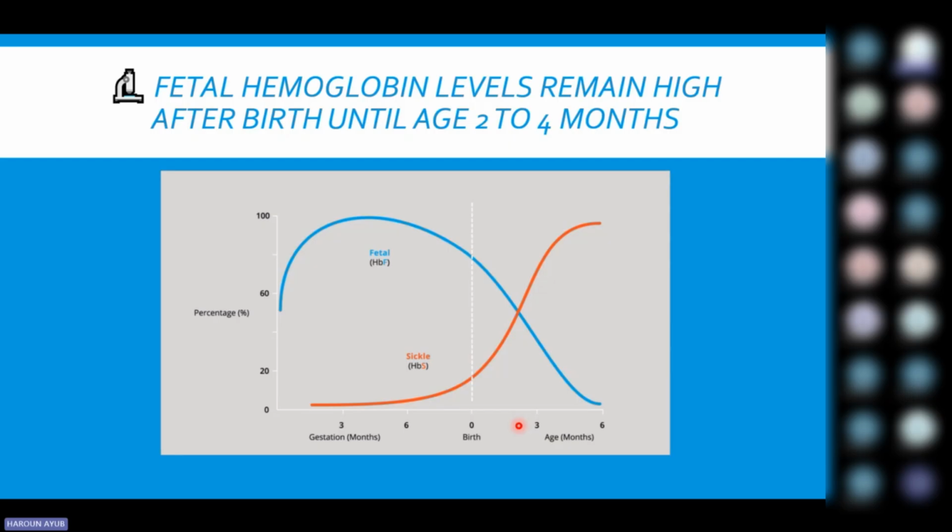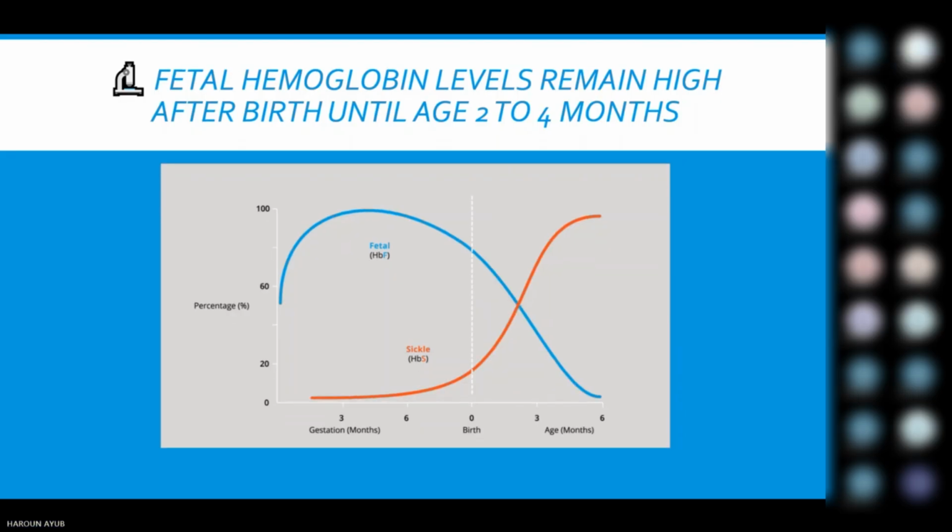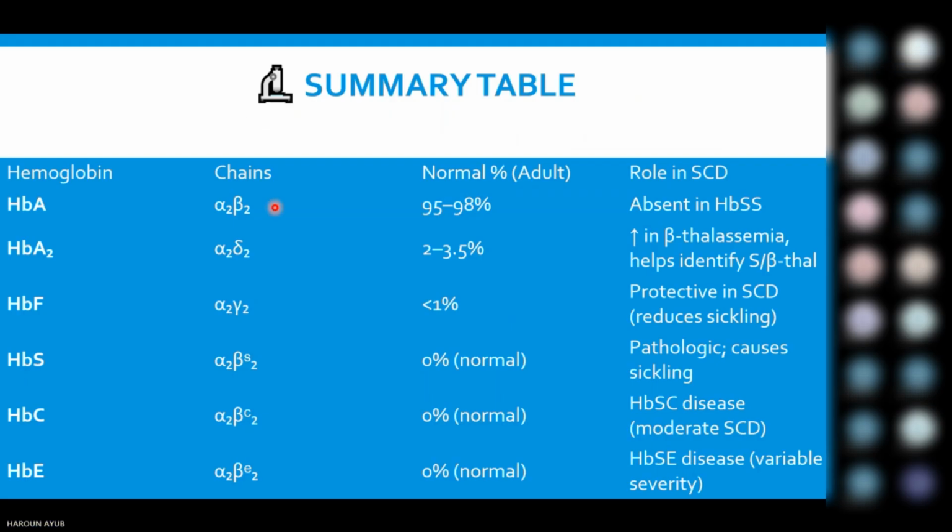For babies, you'll run the testing after birth if the mother is a non-sickler or has the sickle cell trait, but after, let's say, 3 months or 6 months, you have to do a retest for confirmation. So this is the summary table that we have discussed on the representation of the percentages.